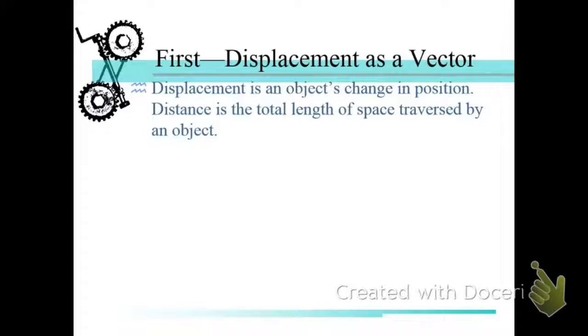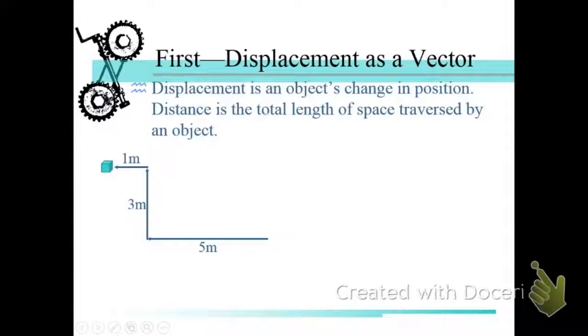So let's look at something we've actually talked a little bit about before, displacement. This is an object's change in position, not to be confused with distance, which is the total length that it has traveled. So for example, let's say we went 5 meters left, 3 meters up, another 1 meter to the left. Where do we end up?